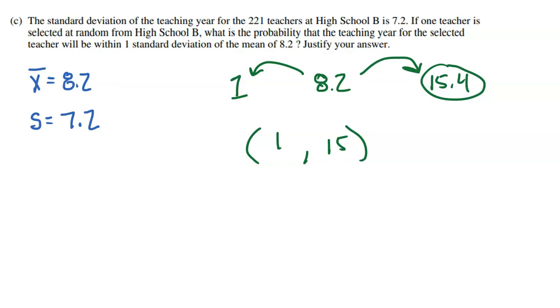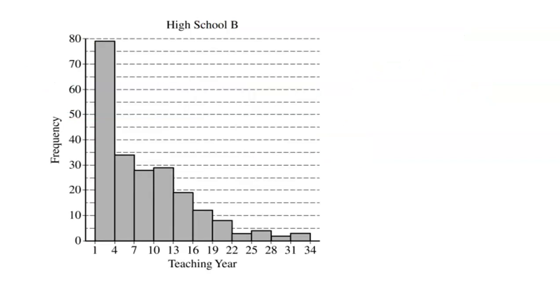So now I'm going to go back to my histogram from earlier. And here is that histogram for high school B. I'm trying to look at how many total teachers were, again, from 1 to 15. So 1 would be all the way down here at the bottom. And then 15 falls into this bin. Now remember, this bin is 16 and more, so I don't want that bin. So I'm going to stop right here.